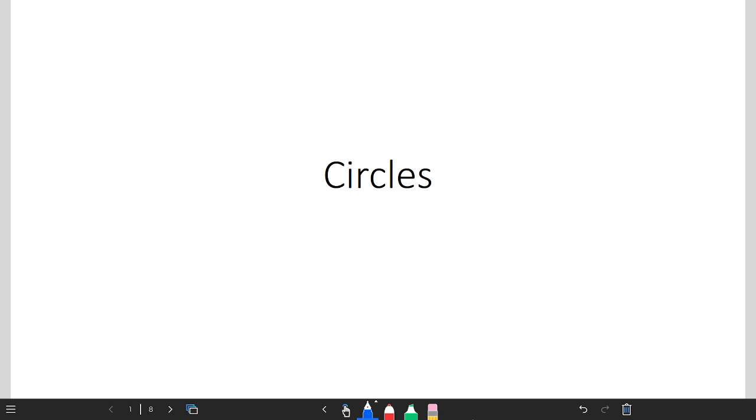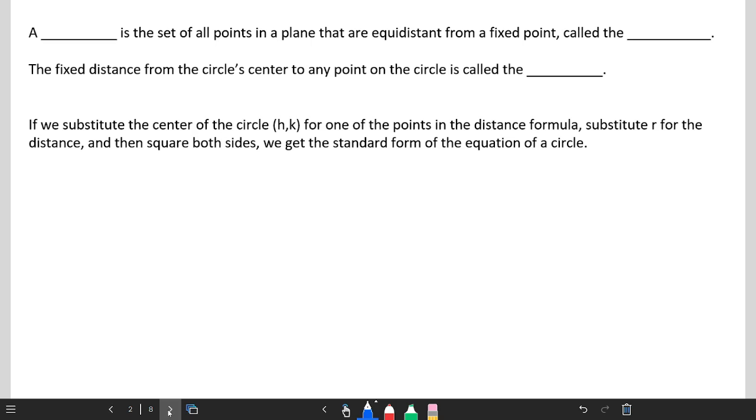In this video, we're going to discuss the equations of circles. So here we have a definition of what a circle is. A circle is just a set of points that are all the same distance from a fixed point, which we call the center of the circle.